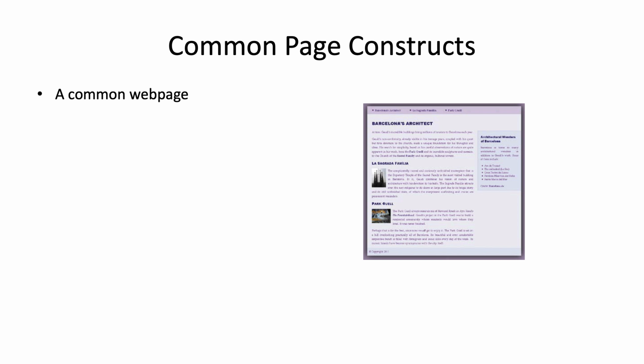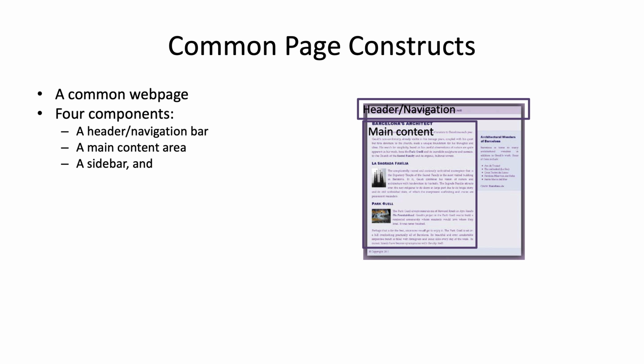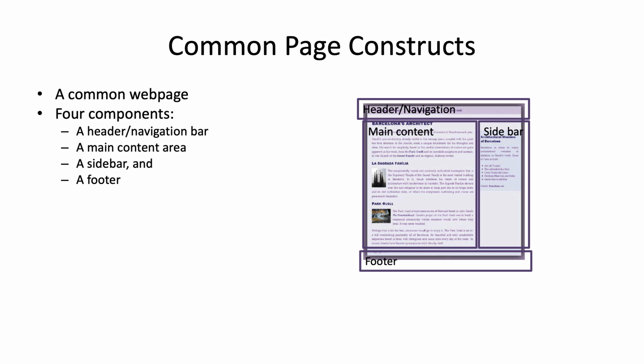Okay, let's look at a fairly simple but common web page, something like this. So you can say it roughly has 4 components, and these are a header and navigation bar, a main content area, which is this part, and then a sidebar, and finally a footer. Okay, not all web pages have all these components. Some may have more, some may have less, but these are probably the 4 most common ones.